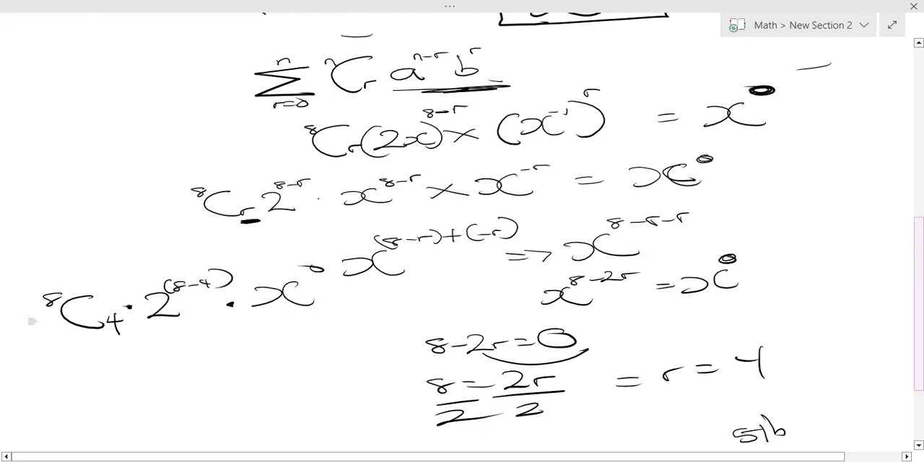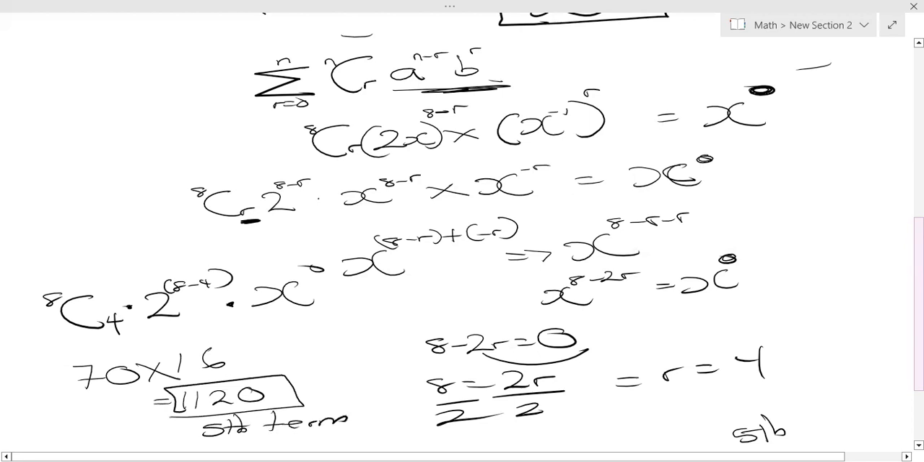So let's do the calculator. 8c4. So I got 70, right? Times. So 8 minus 4 is 4. Then 2 raised to power 4 will give us 16. So we'll have 70 times 16. So our constant will be 70 times 16, which is 1120. That's 1120. Okay, so this is our constant, and it is the fifth term.